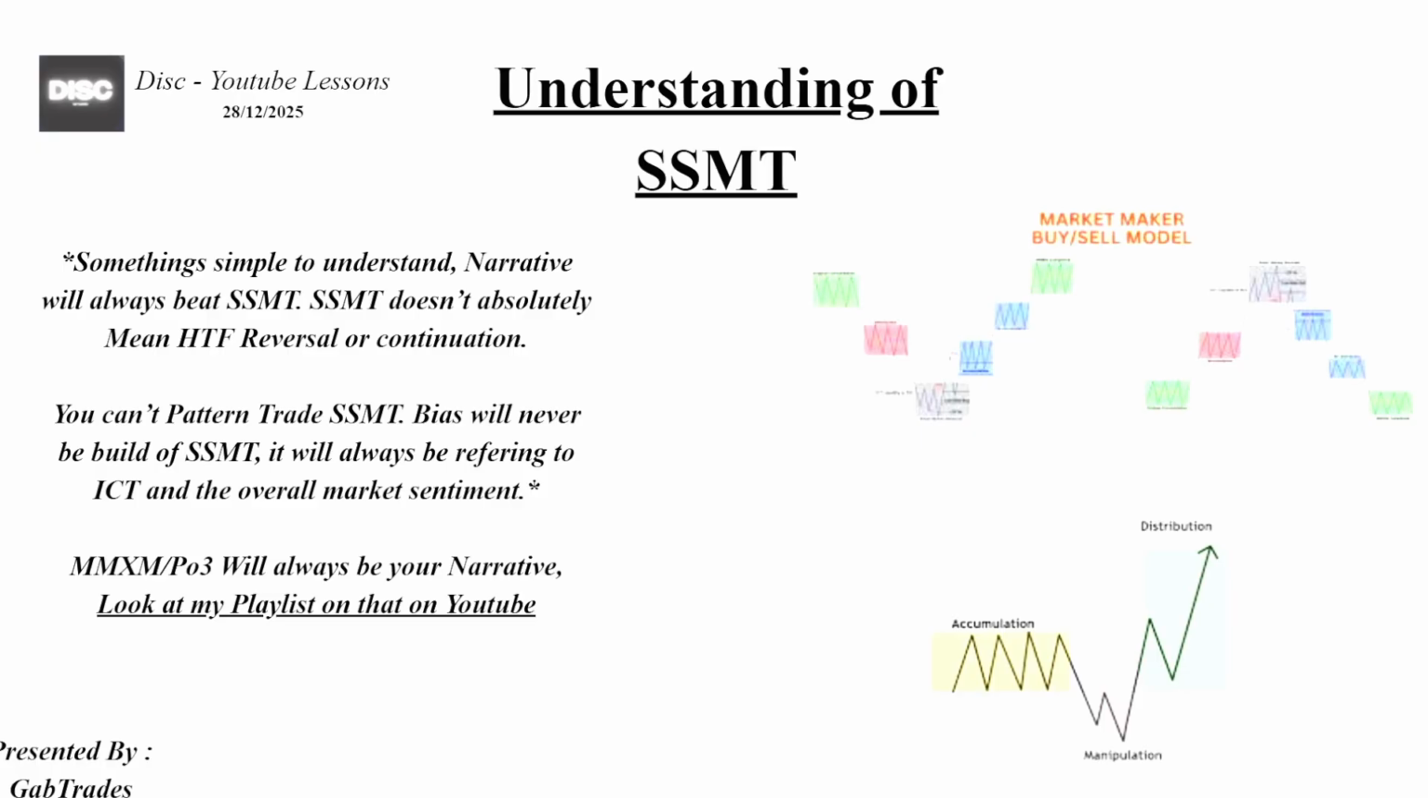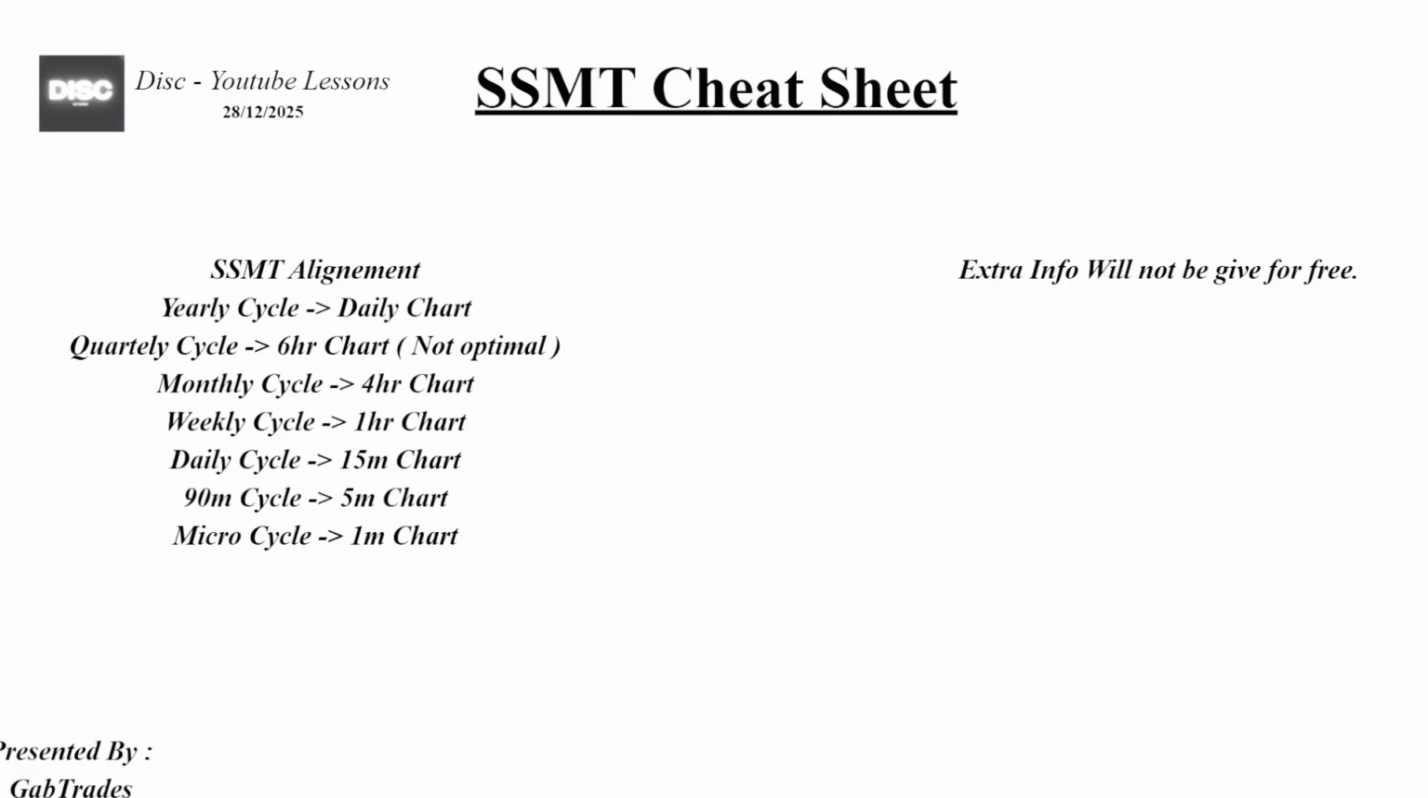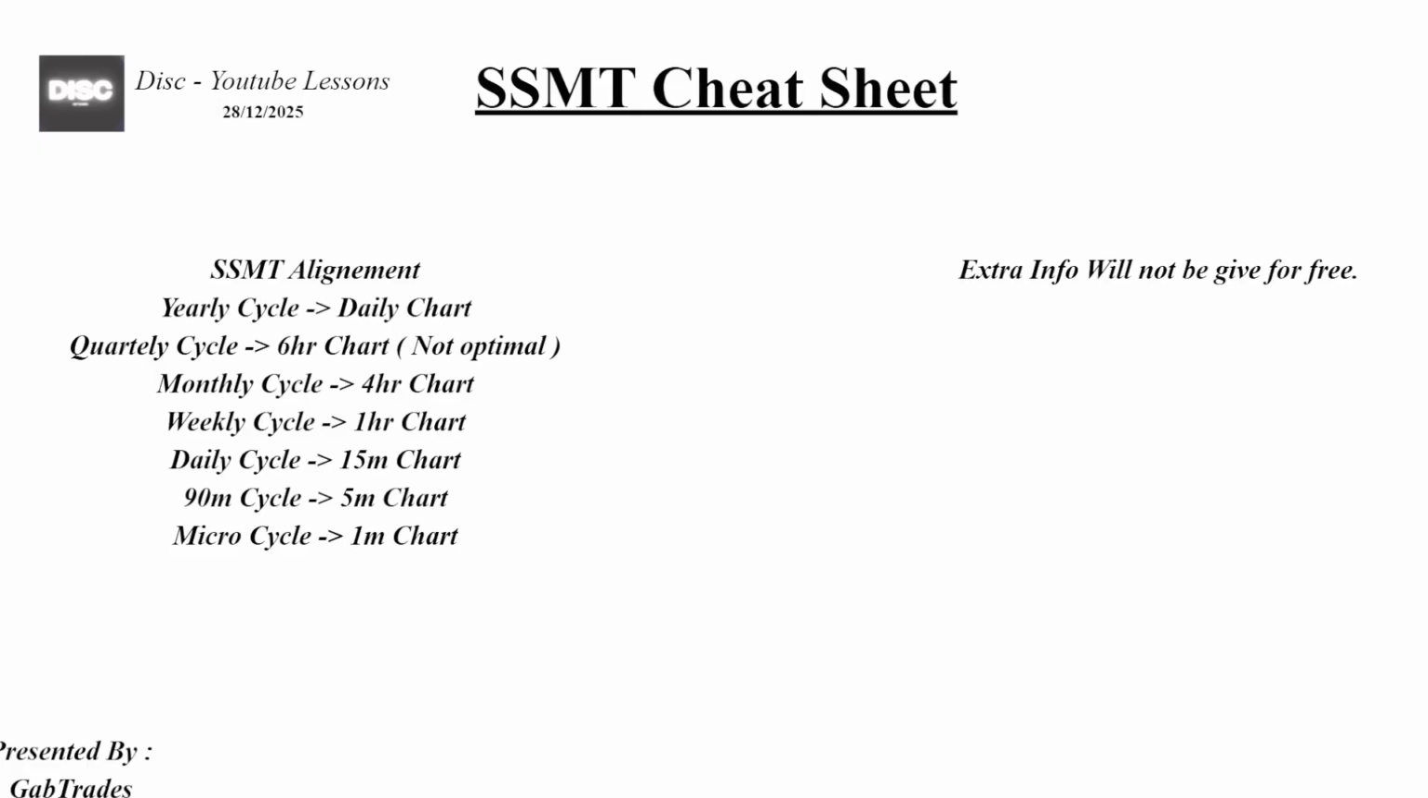And the biggest thing is just understanding that sequential SMT will never beat the overall narrative. So you need to learn about power of three and market maker model before continuing deeper into quality theory. So the correct correlation, entry model, and everything. So I just recommend continuing to watch those lessons while also learning about power of three and market maker model to give you the chance to learn more about narrative.